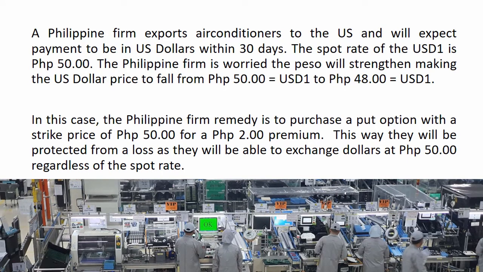Now for put option, this time we have this situation. A Philippine firm exports air conditioners to the US and will expect payment to be in US dollars within 30 days. The spot rate of the US dollar is 50 pesos. The Philippine firm is worried the peso will strengthen, making the US dollar price fall from 50 pesos per US dollar to, for example, 48 pesos per US dollar.